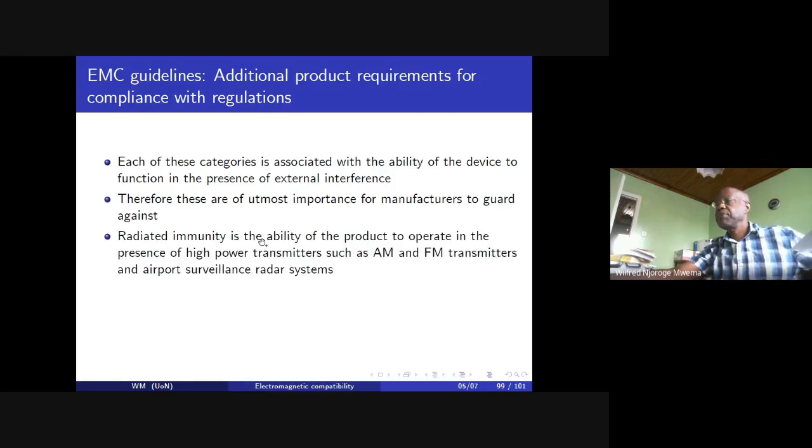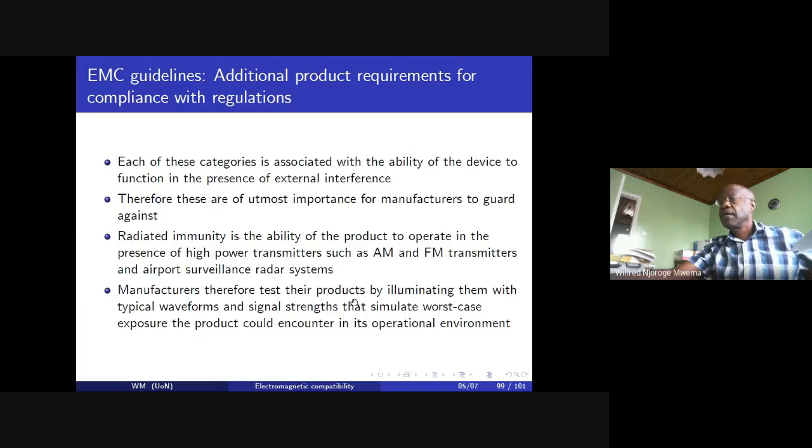So radiated immunity is the ability of the product to operate in the presence of high power transmitters such as AM or FM transmitters and airport surveillance radar systems. These are usually systems that are radiating very high frequencies in these environments as well. And two, manufacturers will therefore test their products by illuminating them.